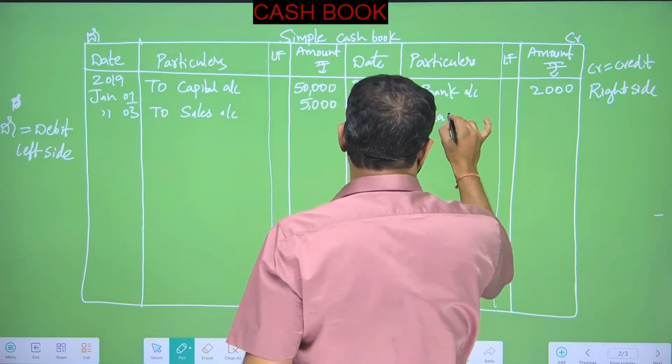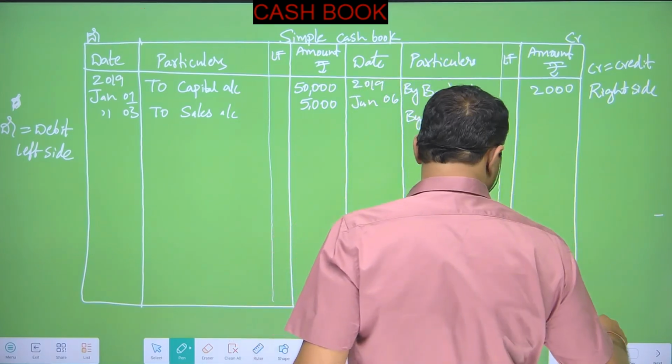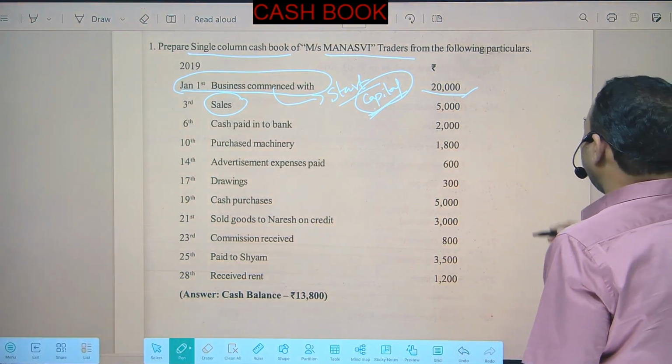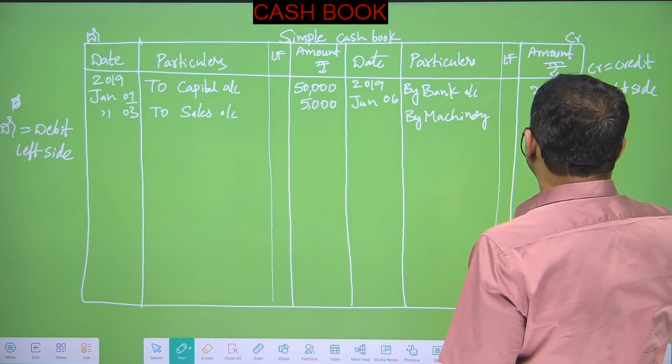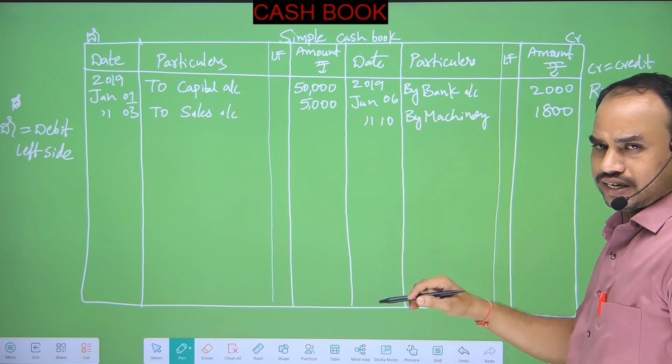Cash is going from the business, so on the credit side we have to write by machinery. Amount, how much amount? Purchase machinery 1800, date 10. Cash is going from the business, that's why I wrote it on the credit side.